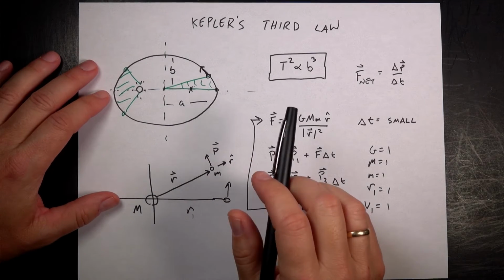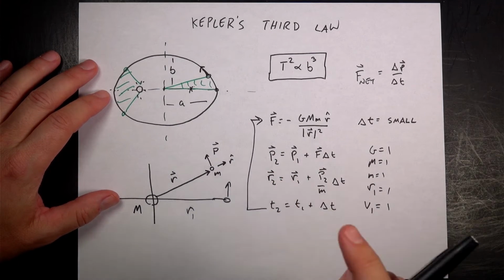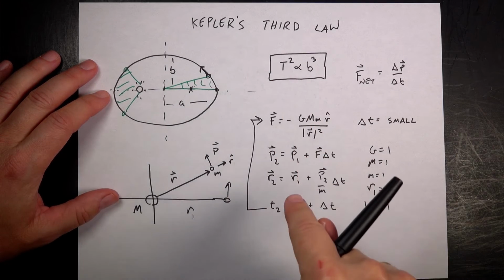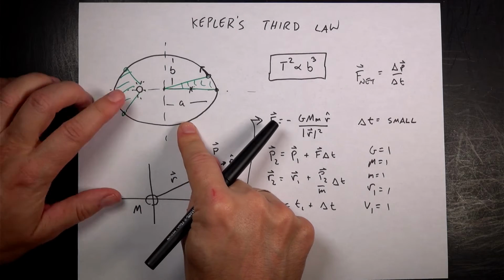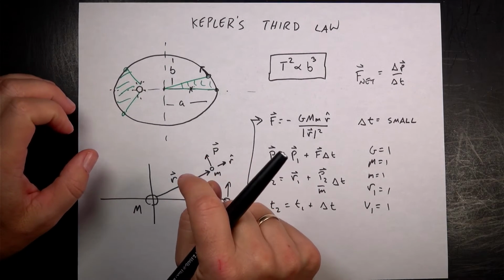Let me give a quick review of the first and second law. Then I'll talk about the third law, and then I'll talk about what we're going to do to calculate the trajectory of a planet around the star and verify the third law.